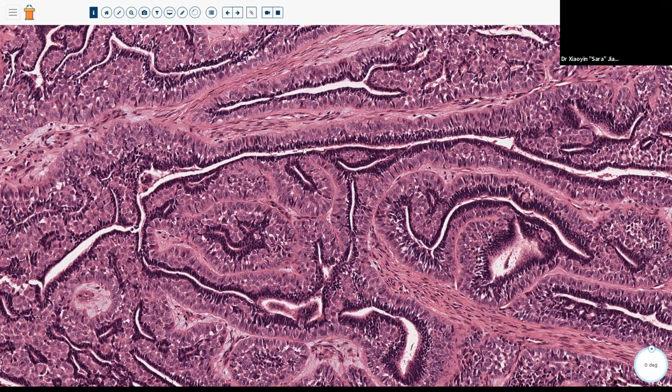And so this is one case where, again, this is kind of a morphology diagnosis, but if you wanted to use IHCs, it could nicely highlight the biphasic cell population.